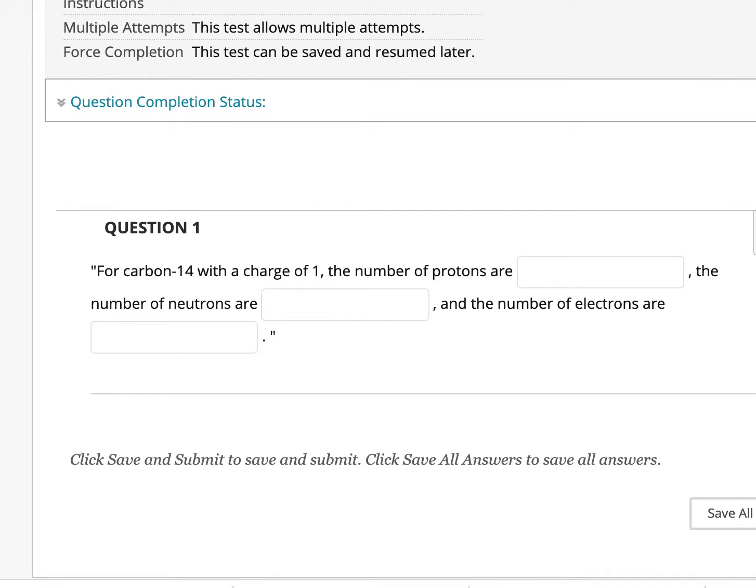For homework 02-02, for carbon 14 with a charge of 1, the number of protons are blank, the number of neutrons are blank, and the number of electrons are blank.